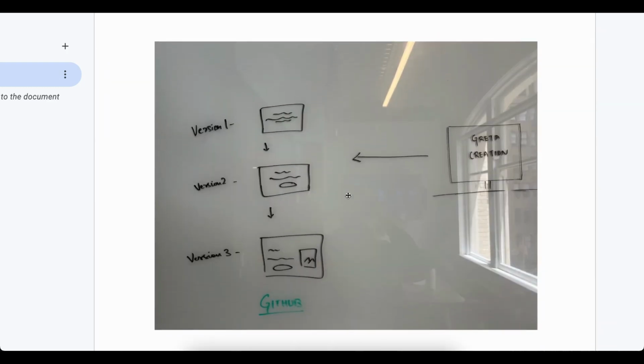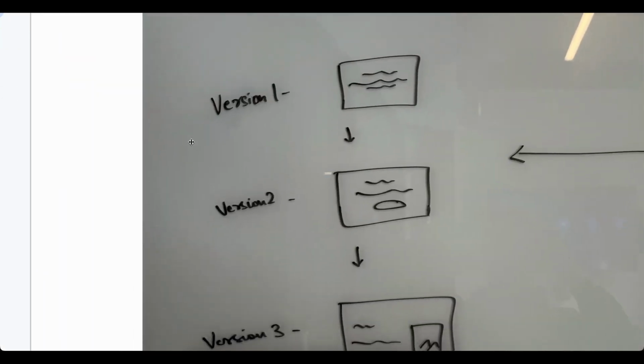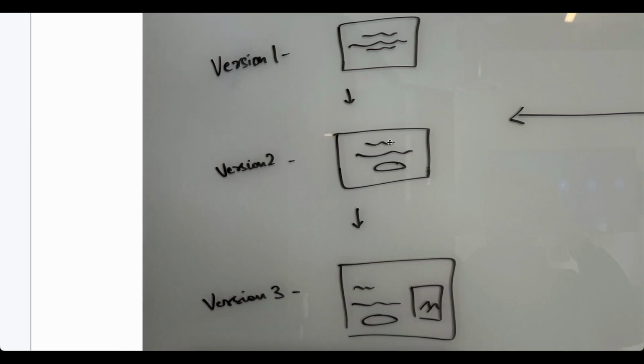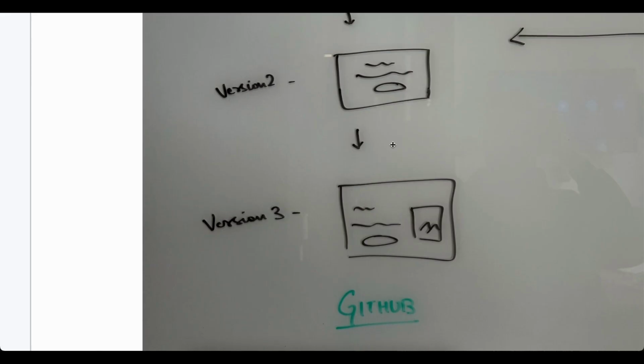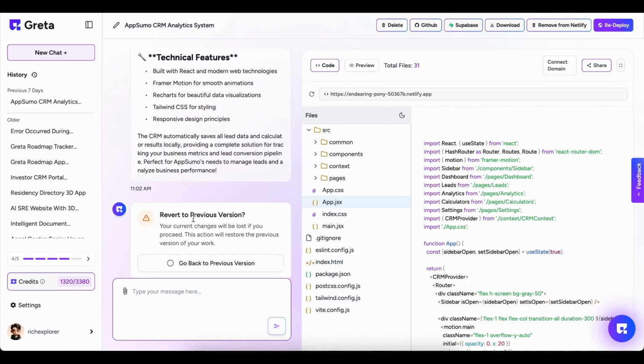The third integration that you will see very commonly is the GitHub integration. Before we move on to that, let's say you're creating a website. In the first version, you have a title and a subtitle. Then you have title, subtitle, and a button. Then you have title, subtitle, button, and an image. So these are multiple versions that you create, let's say by chatting with Greta.